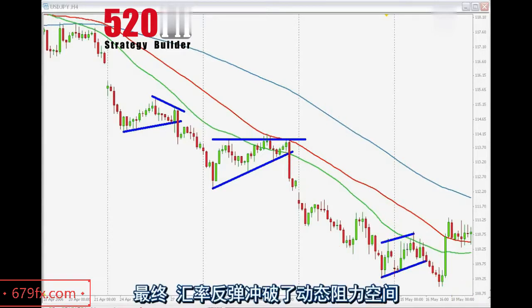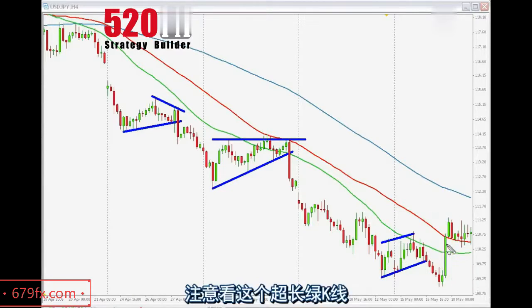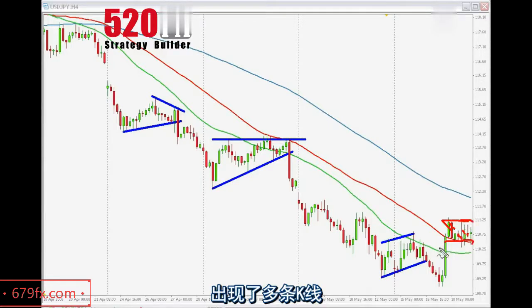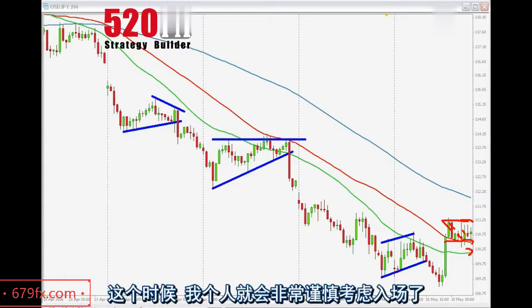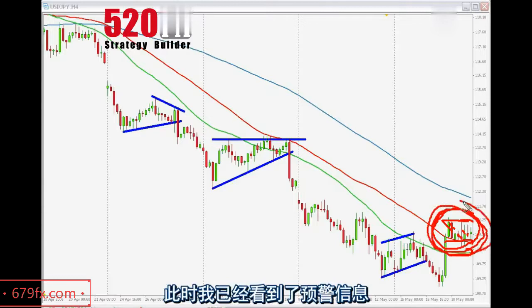Eventually, the trend is compromised by price breaking above the area of dynamic resistance in momentum. Do you see this large green bar that shows momentum above? Then we see a number of bars closing above the 50. Price is basically meandering above the 50 simple moving average. The 30 simple moving average is already flat, and I personally would be very cautious to enter at this time on the chart. I don't know what happened afterwards, but I don't need to see in hindsight what price actually did after this. I already have my warning signals in here.